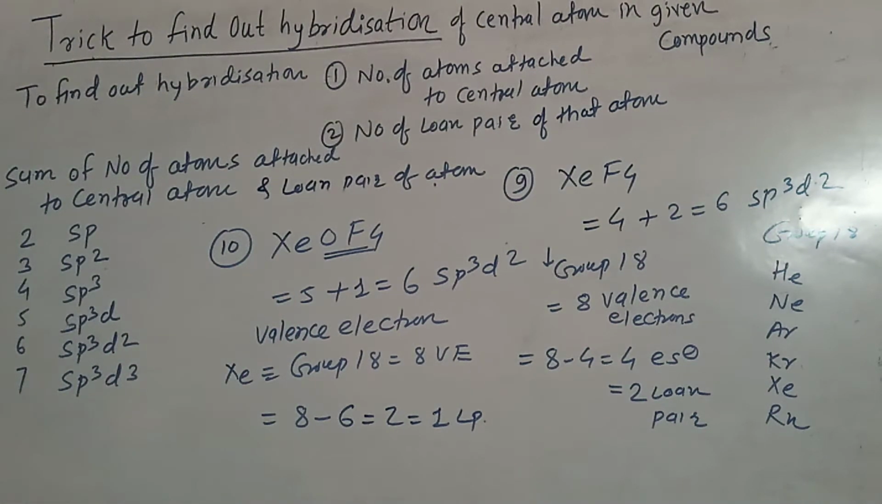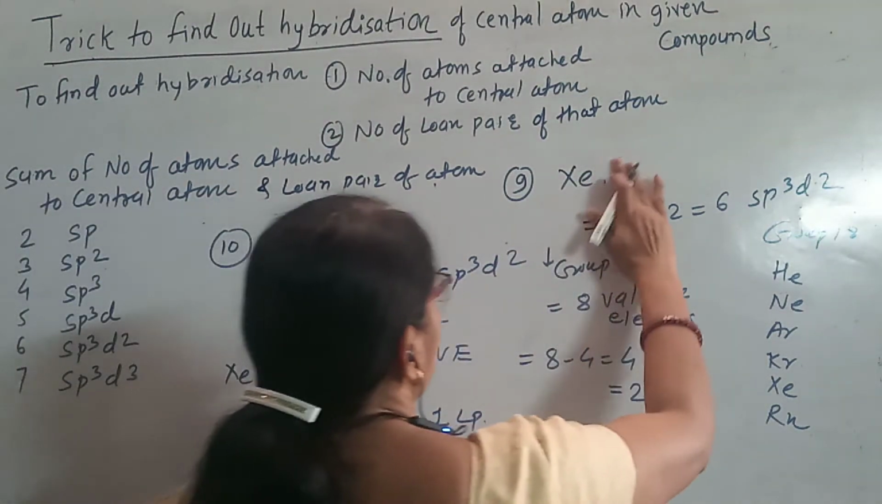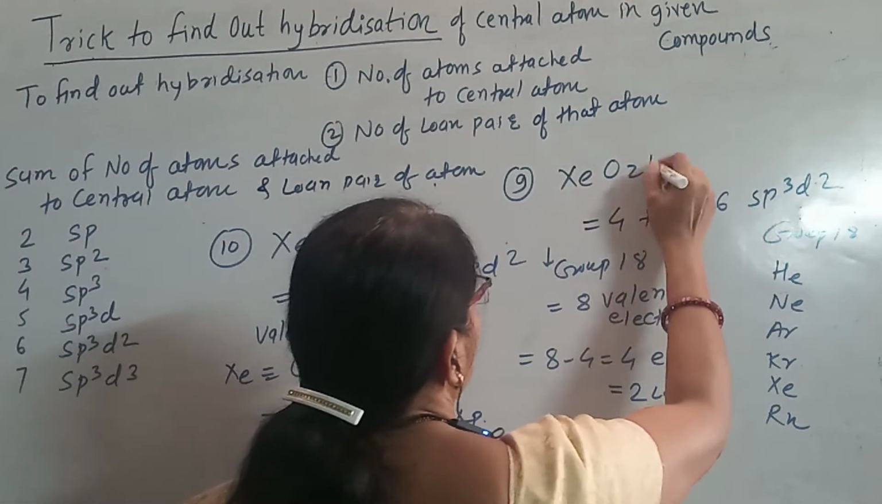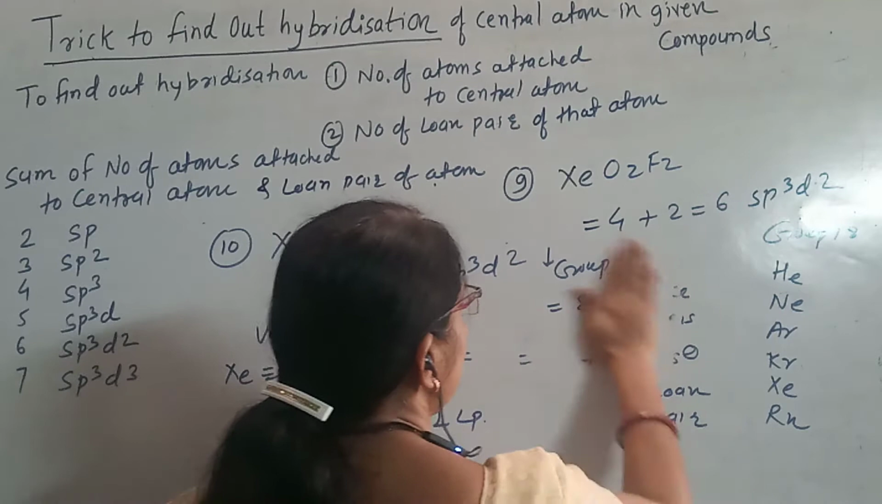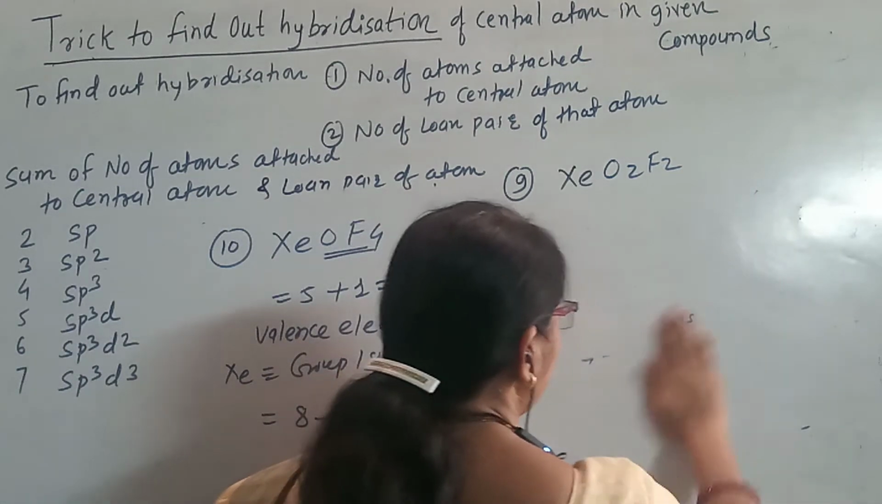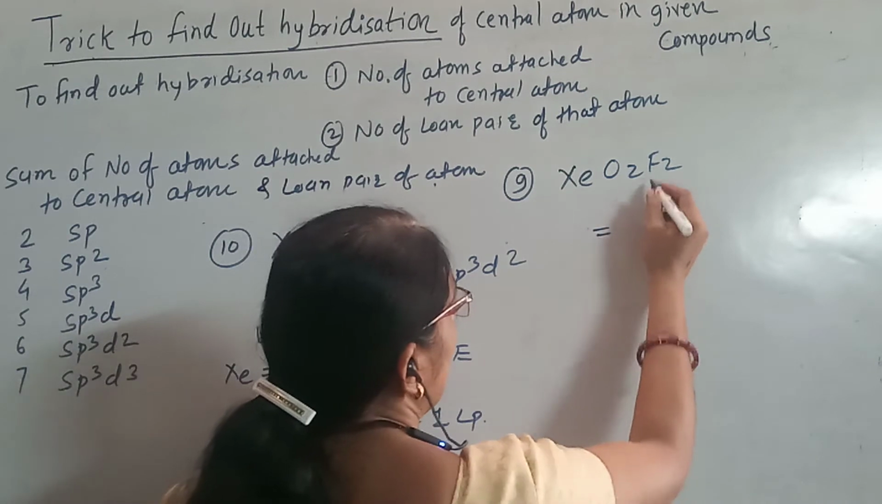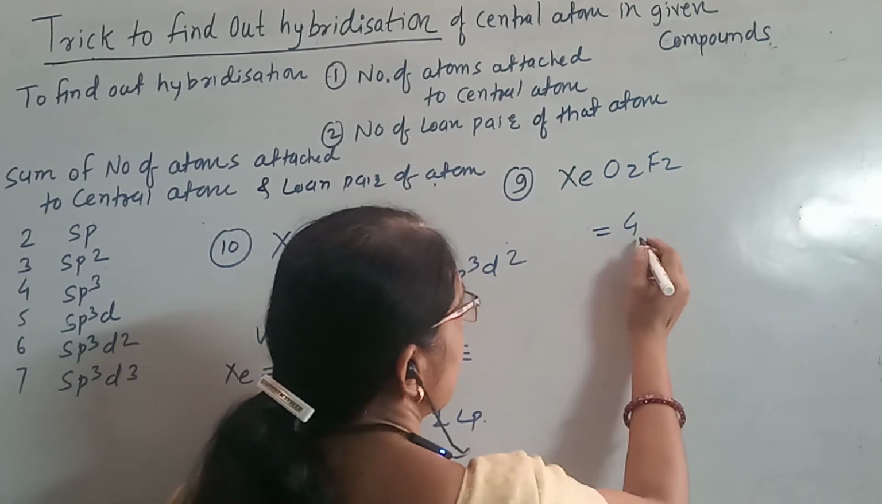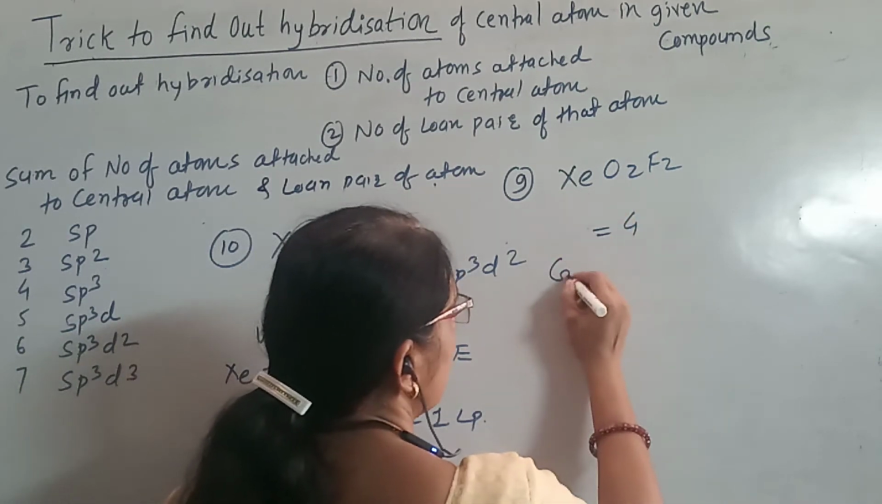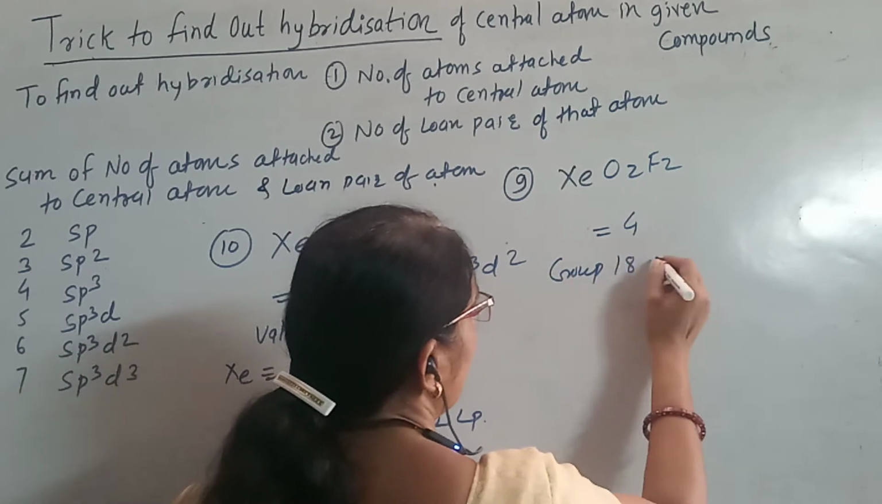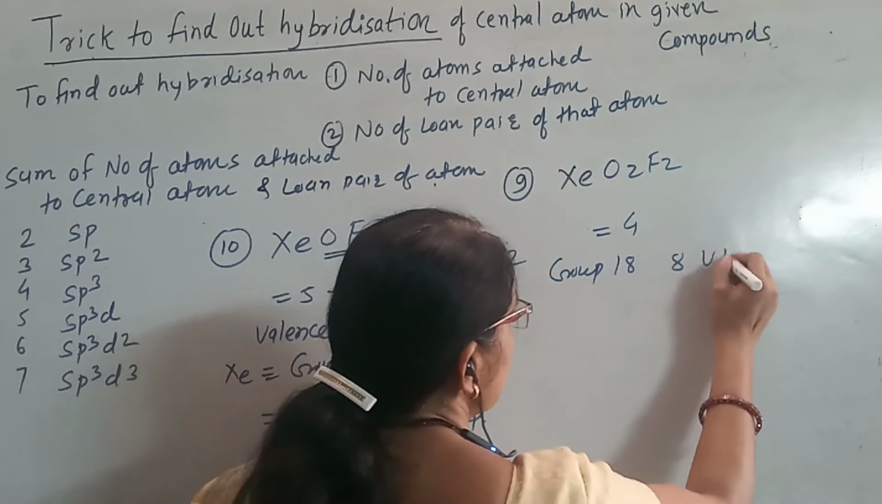The next example is XeO2F2. We go for the next example, XeO2F2. So again, the total number of atoms are 4. Xenon is a group 18 element. Group 18 element has 8 valence electrons.